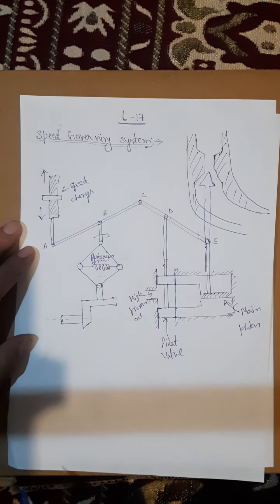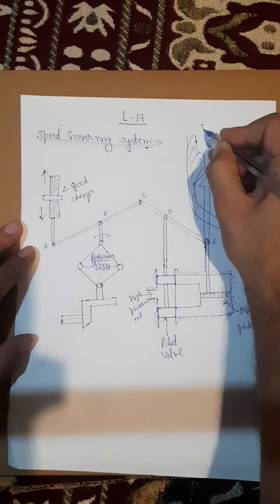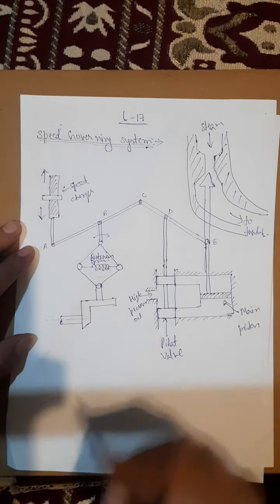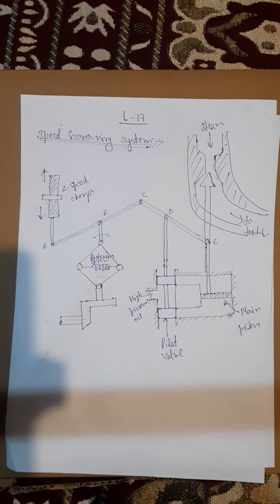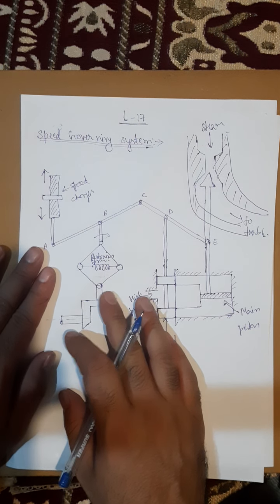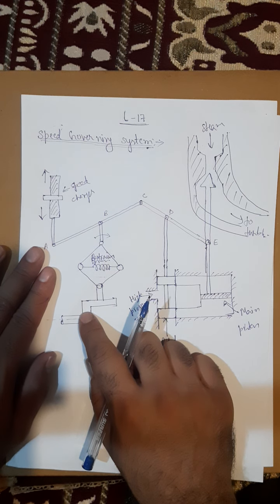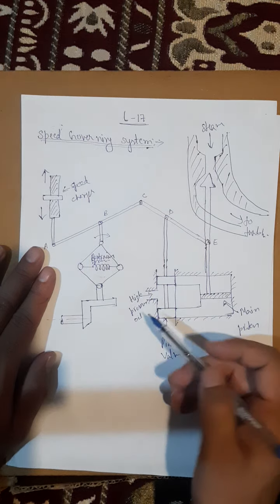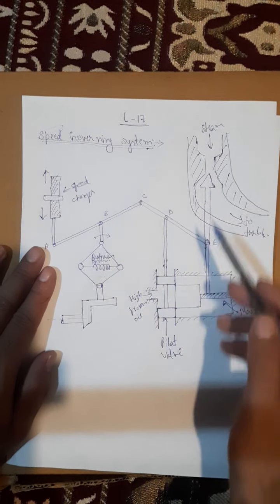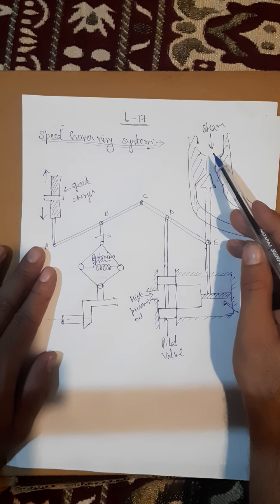From here I am saying steam is coming, and here steam is going to the turbine. Got it? So this is the basic schematic diagram of a speed governing system used on steam turbines for controlling the generator frequency at a constant level. It is shown here.